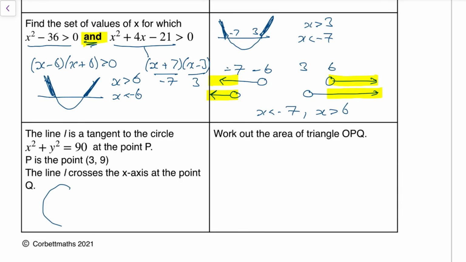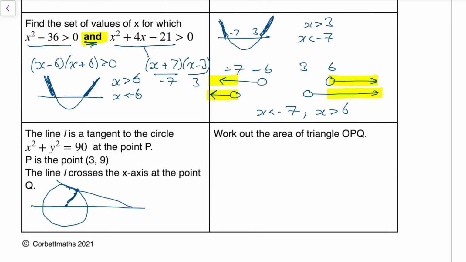Rough sketch, just so we know what we're doing. So I've got my circle. I've got the point (3, 9), which is here. It doesn't really matter exactly where it is. I've got a tangent, which does this. Now I know my circle is centre 0, so therefore it's going to look something like this. Area of OPQ, so it's this angle here.